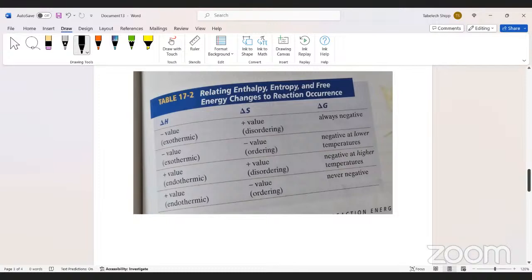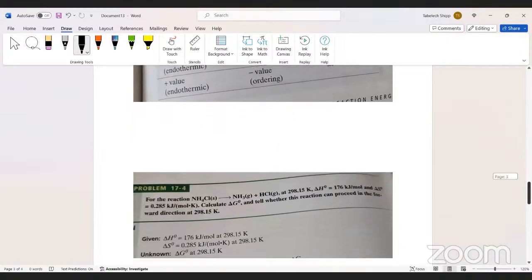If your delta H is negative and your delta S is negative, that means your delta G will be negative also, but at a lower temperature. Because you're multiplying these numbers out and adding to a certain extent, this is how you can predict this other side with your delta G. However, if your delta H is positive and your delta S is positive, then your delta G is negative, but at higher temperatures. And if your delta H is positive and your delta S is negative, then your delta G would never be negative. So let's do a problem like this so you all can see what I mean, okay?